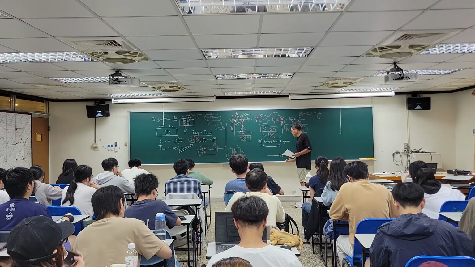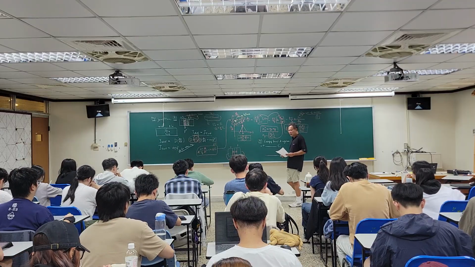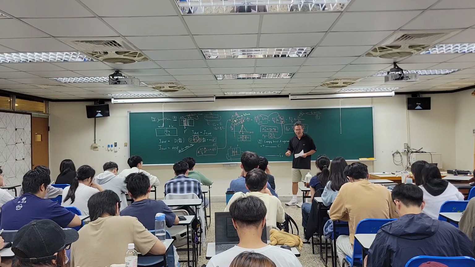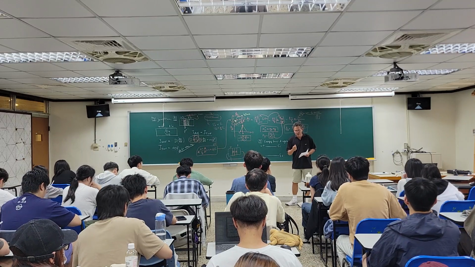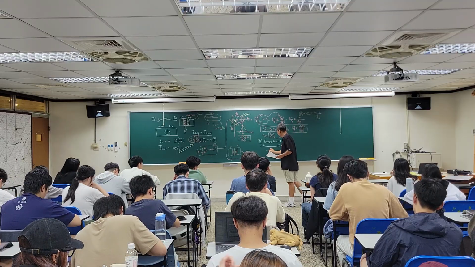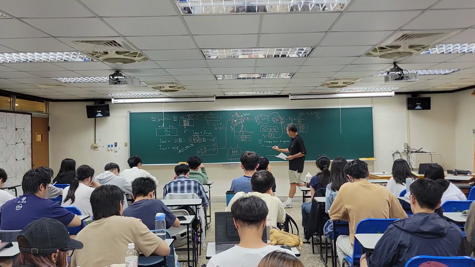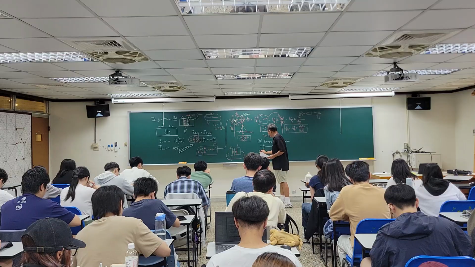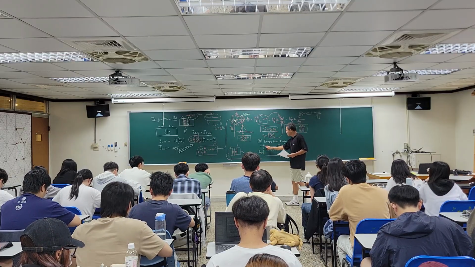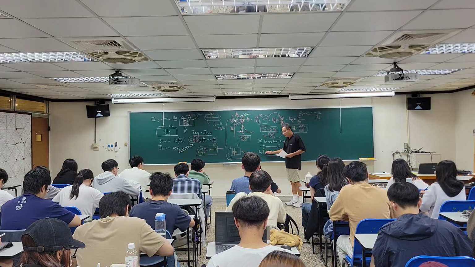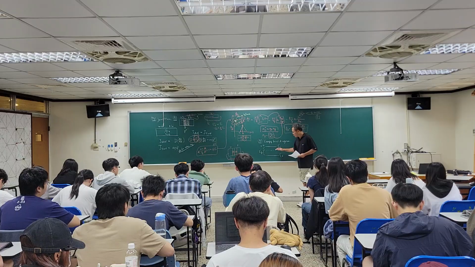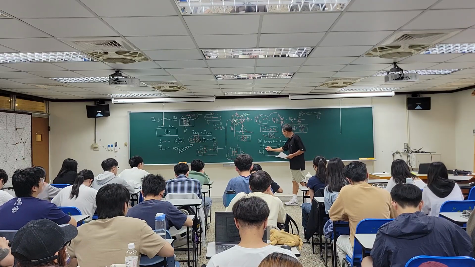Right. I'm assuming at this point you guys already know, okay? For the intrinsic silicon, what's the position of EF, the Fermi level? In the middle of the band gap. But for N silicon, the Fermi level will be what? Closer to the EC, right?